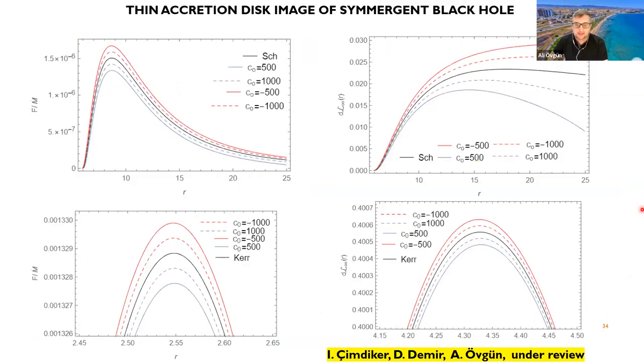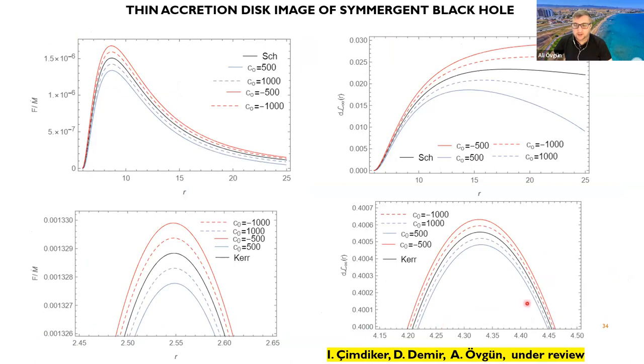In a separate paper, we also look at the triangulation of this image, the variation of the energy flux with the radial coordinate, and the variation of the differential luminosity with the radial coordinate. This paper is also now under review.